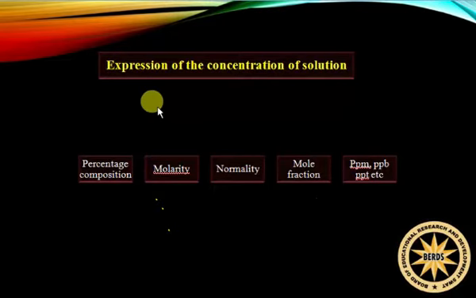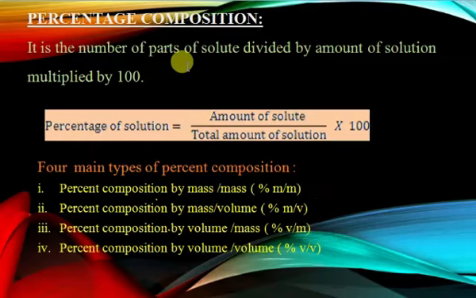Here we have other methods for expression of the concentration of a solution. The first one is percentage composition, in which the solute and the solution are compared per 100 parts of the solution. The other one is molarity, which will be discussed later. Then normality, mole fraction, ppm (parts per million), parts per billion and parts per trillion. Parts per million, billion and trillion are used for very dilute solutions, and mole fraction is for gaseous solutions. Molarity, normality and percentage composition are usually used for solutions in liquid form.